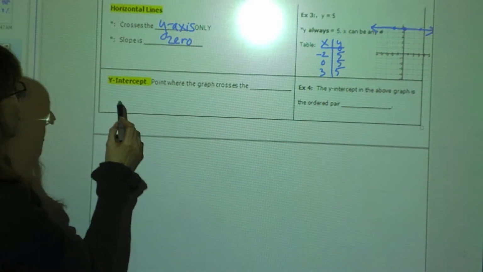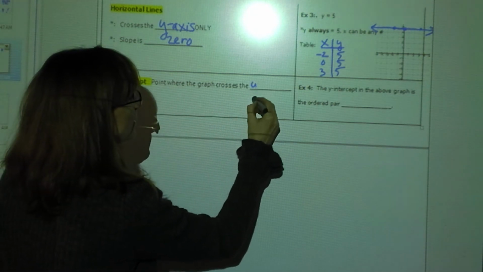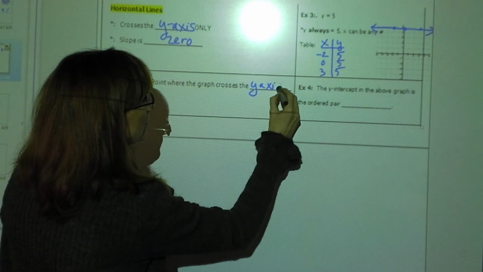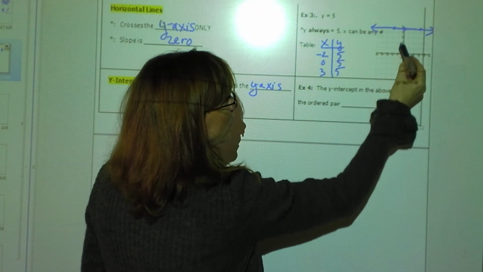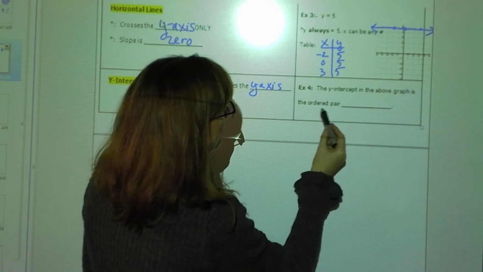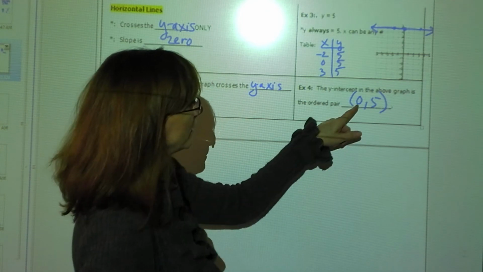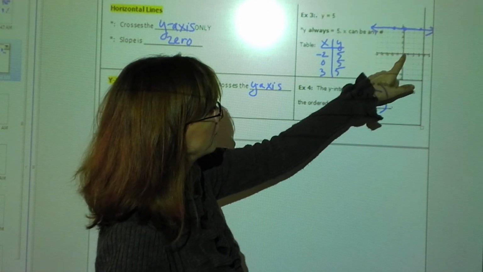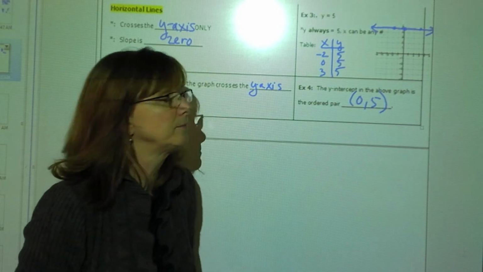A y-intercept is the point where the graph crosses the y-axis. It's this point right here where the line crosses the y-axis. So the y-intercept in this graph is the ordered pair (0, 5). So x is 0, because you're not moving left or right, you're just going up 5. So that point is your y-intercept.